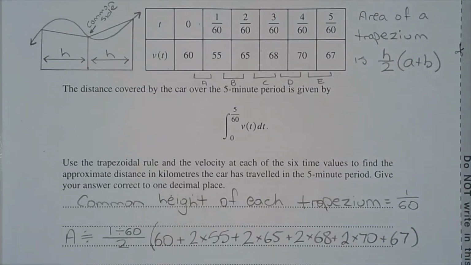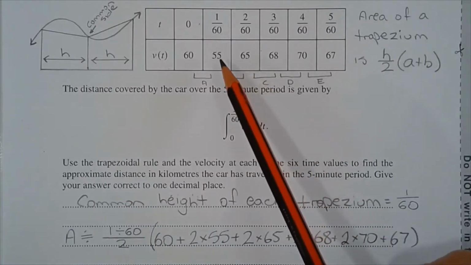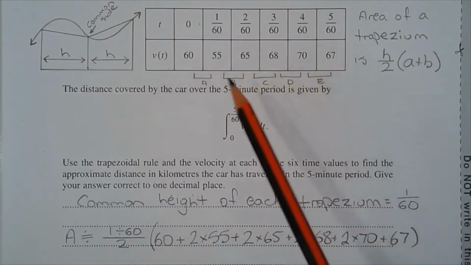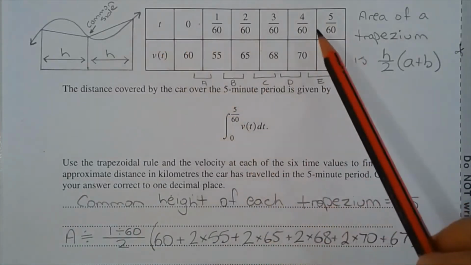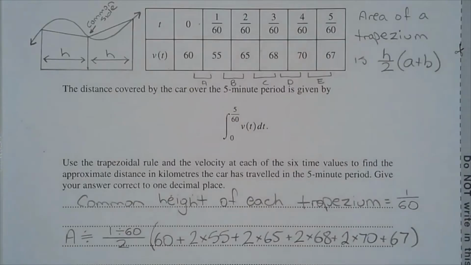Now there are 5 trapeziums drawn adjacent to each other. So there'll be 4 common sides. 1, 2, 3, and 4. These sides here and here are not common, it will only be used once. Now the common height of each trapezium is 1 over 60, and that can be found by taking any 2 consecutive values of t and subtracting 1 from the other.